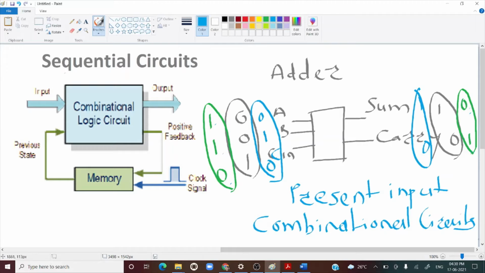So it consists of this combinational logic circuit, and along with that there is one more block, that is a memory. This circuit remembers the output, meaning it looks at the previous condition, and accordingly produces the next output. You can see that there is a feedback path, meaning the output is fed back to the input. So the output will depend on the present input as well as the previous state.